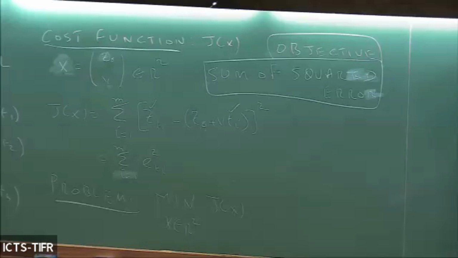Maximize the profit. Are you with me? So cost function, objective function, criterion function, they are all common words that are used to denote the goal. The goal is to find the unknown Z0 and V for which that will be minimum. Got it?